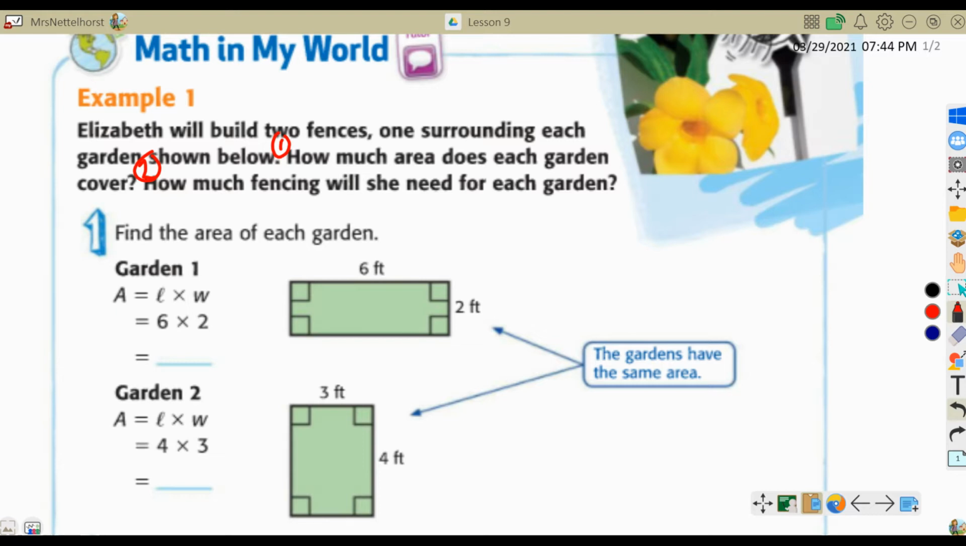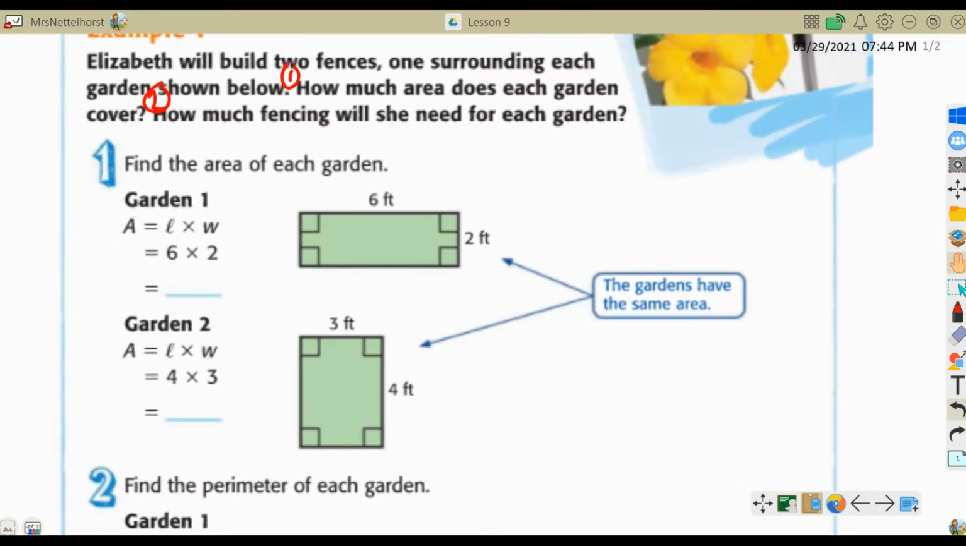First let's find the area of each garden. Garden 1: area equals length times width. This is called a formula. That means it is a way of solving a math problem where they don't give you the numbers, you have to substitute the numbers. A means area, the cursive L means length, and the W means width. Most of the time, length is the long side, and width is the shorter side, but sometimes people will change those around depending on the direction of the figure.